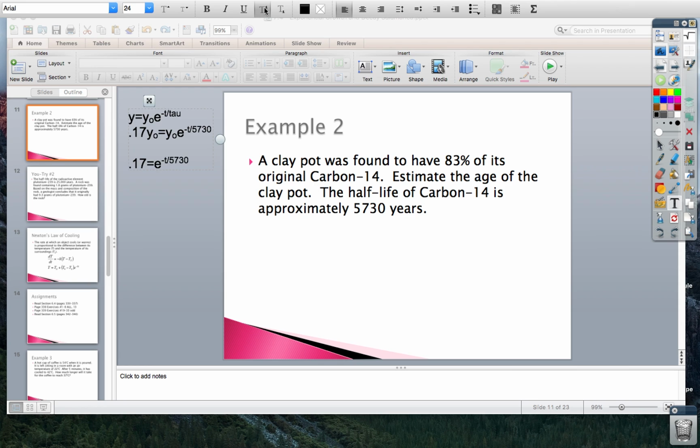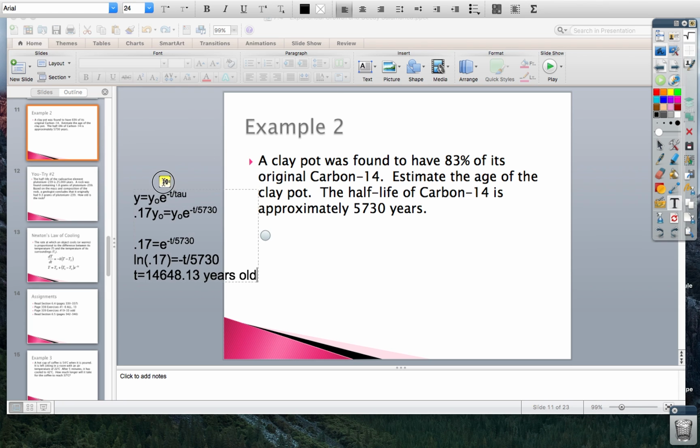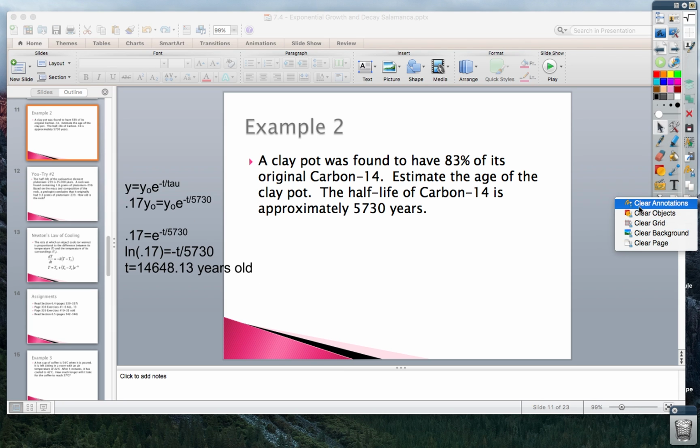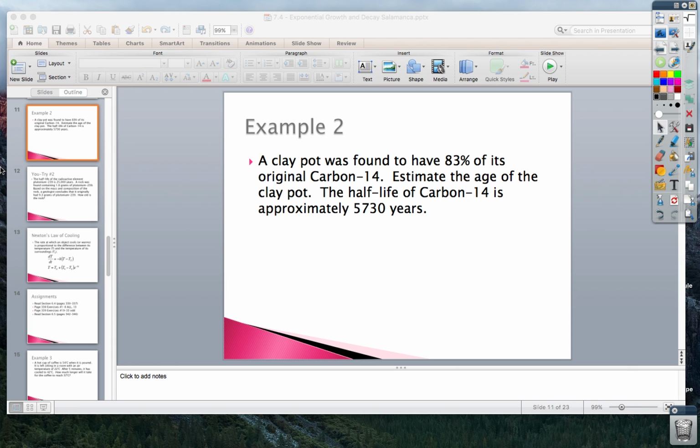So if we divide by y sub 0 on both sides, we get 0.17 equals e to the negative t divided by 5,730. Now if we take ln of both sides, we get the following. And if we multiply both sides by negative 5,730, we get 14,648.13 years old. So that pot is 14,648 years old. So hopefully that helps. Let's try another one.